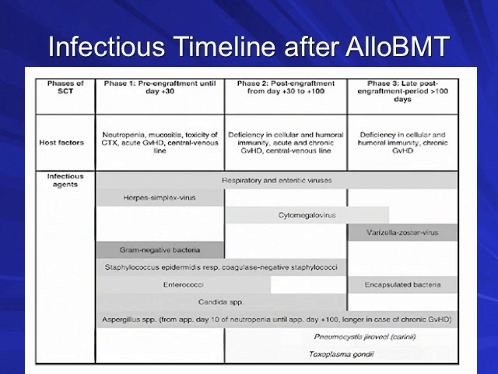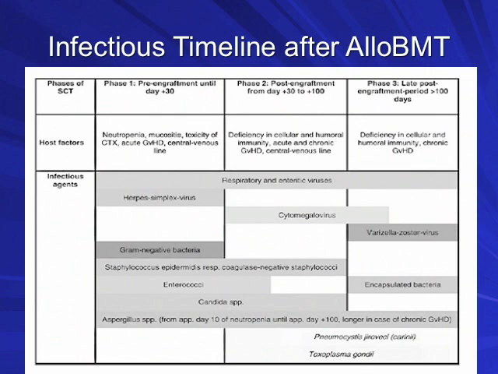All these patients have central lines. When you get to phase 2, that's about day 30 to 100. Now we are talking about more deficiencies in cellular and humoral immunity. We have patients who are receiving treatment or prophylaxis for acute and/or chronic graft-versus-host disease, and they still have central lines. And in phase 3, you have the late period where you have deficiency in cellular and humoral immunity, chronic GVHD concerns.